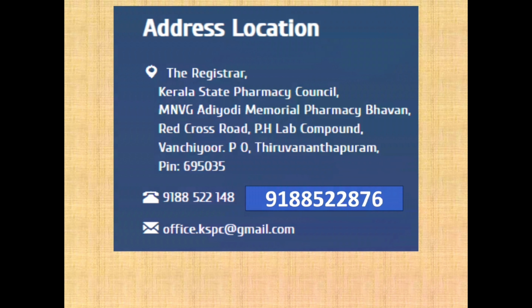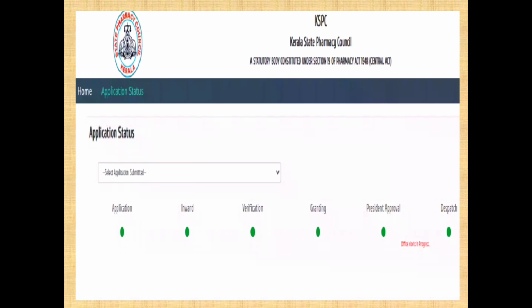At the end of the presentation, I mentioned one more slide, that is checking the application status. On the left side at the top of the screen, there is one area for application status. Through this one you can check what is the stage of your application. If you are applying for a good standing certificate, you can check whether it is granting, sending or dispatch, whatever that is, through this.